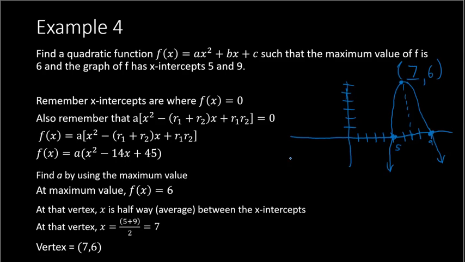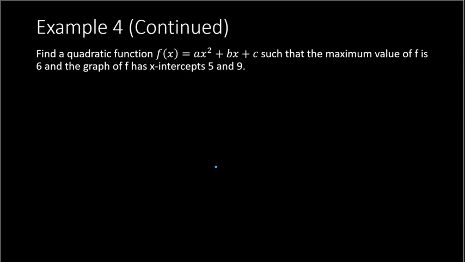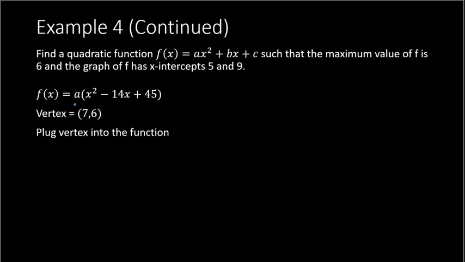All right, so we're still not done yet because our goal was to find a, right? So we know that we have this so far: f of x equals a times x squared minus 14x plus 45. We know the vertex is at the point 7, 6. So we can use the vertex, that point that we know, to find a. To do that, we plug the vertex into the function. This here is my y value. That's going to be 6. Right here is my x value. That's going to be 7. So we have 7 squared minus 14 times 7 plus 45.